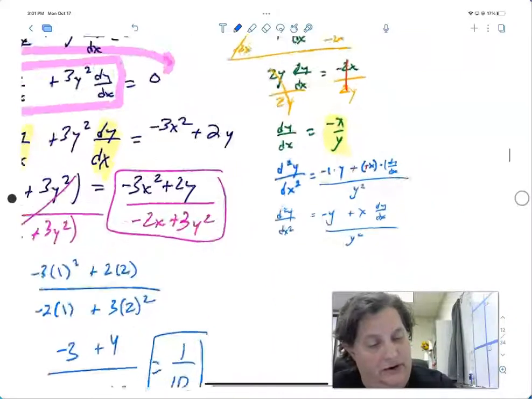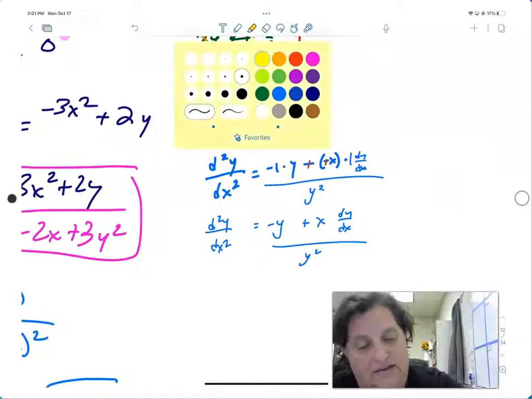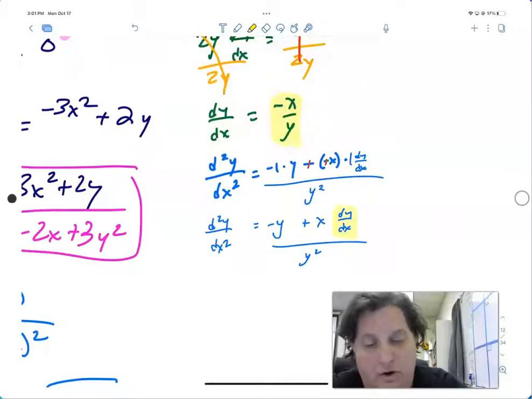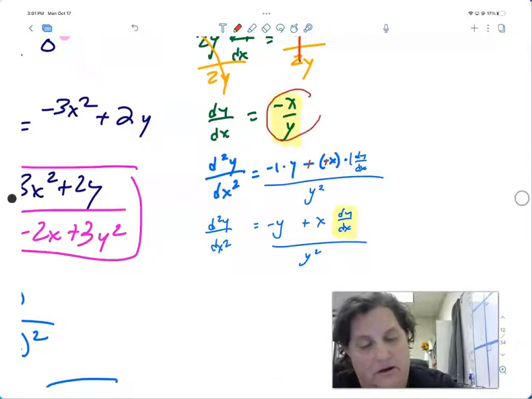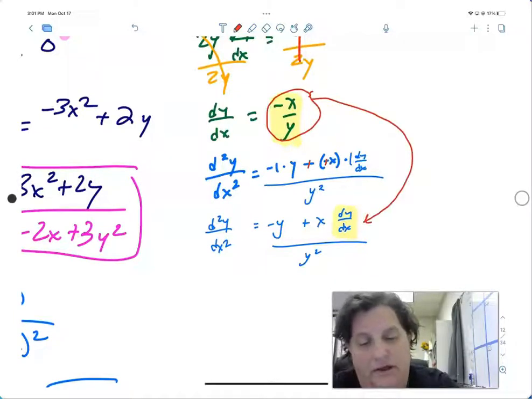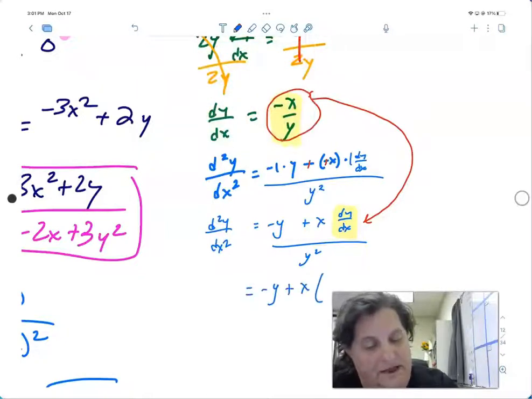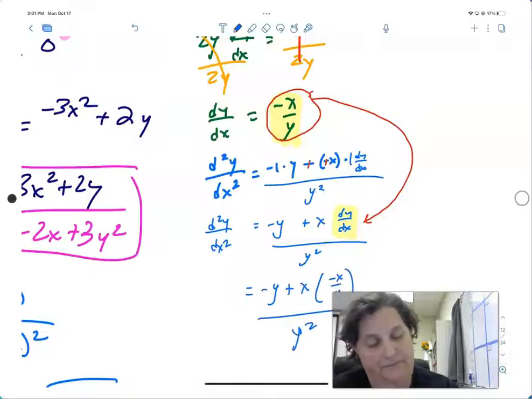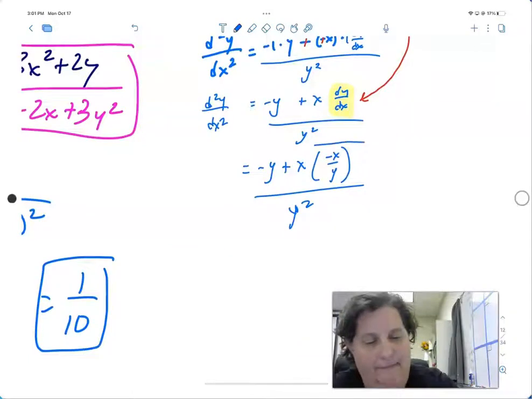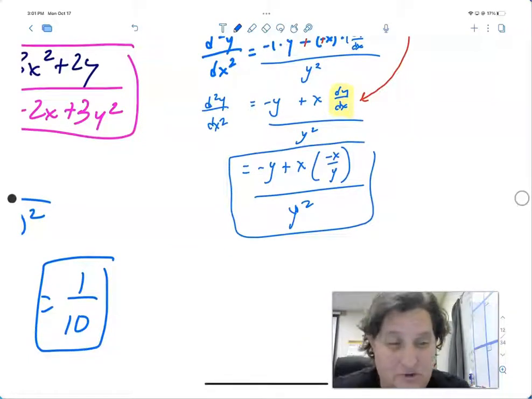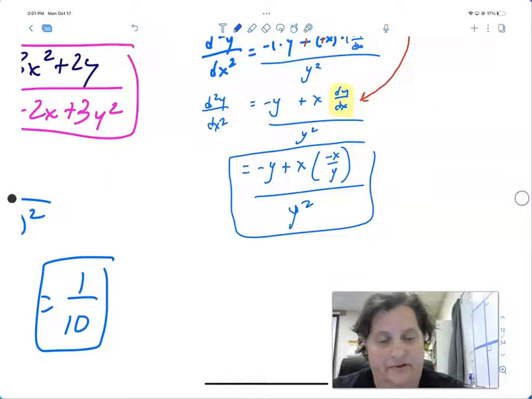So check it out, you guys. Instead of writing dy/dx right here, do you know what I can write instead? Well, let's go back and look. What is dy/dx? Oh, that's dy/dx right there. Okay, so I have negative y plus x times negative x over y, all over y squared. Are we trying to simplify this? I don't think so. I think I'm fine. Okay? So when you do the second derivative, you got to use part of your first derivative in there.